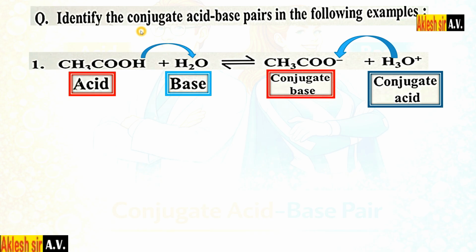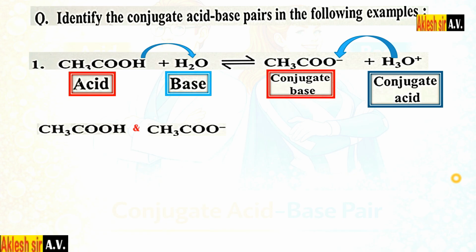So what is the question here? You have to find the conjugate acid base pair, which differ by what? One hydrogen atom. So if you see here, there is acetic acid and acetate ion. What is the difference between these two? They have a difference of one proton. Therefore, acetic acid and acetate ion is a conjugate acid base pair.